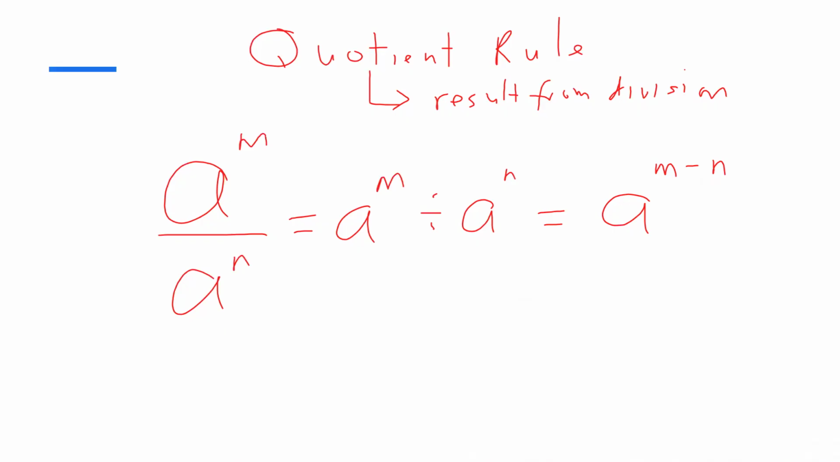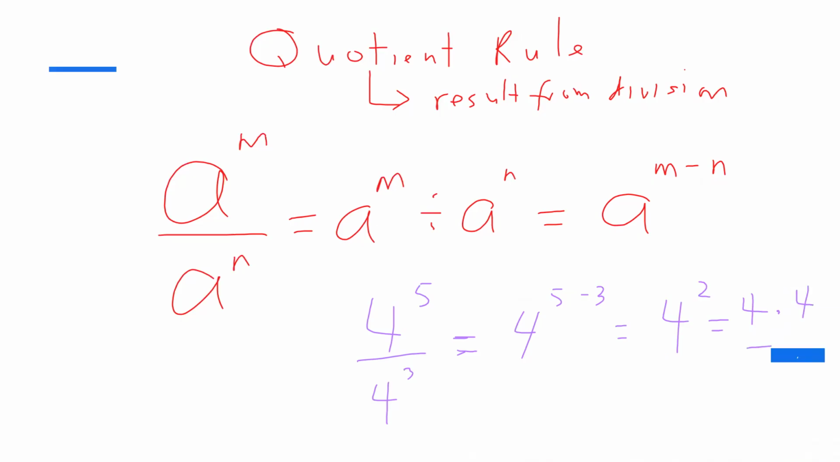As an example, let's say that we've got 4 to the power 5 divided by 4 to the power 3. Because I've got 4 and 4 as the base, this would give me 4 to the power 5 minus 3, which gives me 4 to the power 2. And 4 to the power 2 is 4 times 4, which is 16.